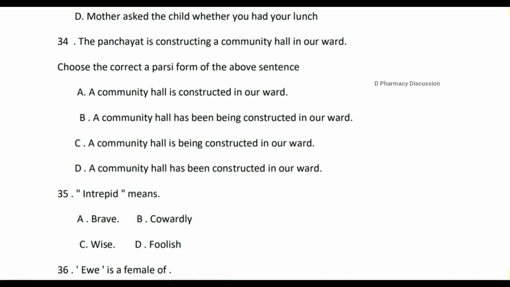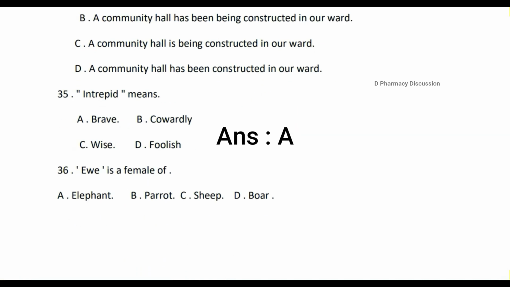Next question 35. Intrepid means option A, brave, B, cowardly, C, wise, and option D, foolish. Correct answer is option A, brave. Next question. Blank is the female of option A, elephant, B, parrot, C, sheep, and option D, boar. Correct answer is option C, sheep.